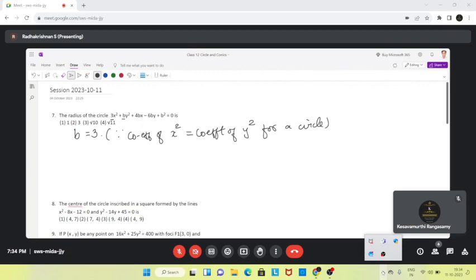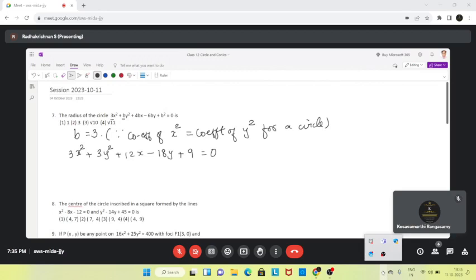Now substitute b equal to 3 in the equation. The equation becomes 3x square plus 3y square plus 4b, that is 12x, minus 6b, that is 18y, plus b square. So we have eliminated the b's and it has become an equation in x square, y square, x, y and constant. So how can we find the radius of this circle?